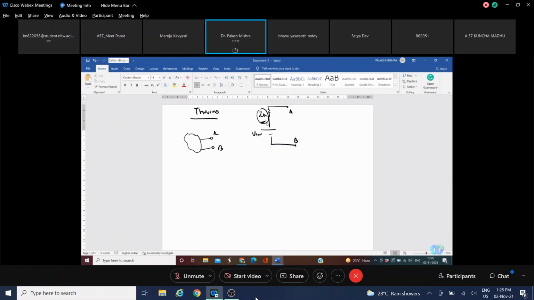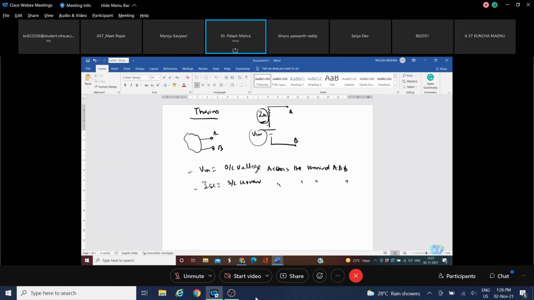But for VTH, you have to find the voltage difference between these two points, the open circuit voltage. The VTH is basically the open circuit voltage across the terminals A and B. Similarly, ISC was the short circuit current across the terminals A and B. So these two are the main things.